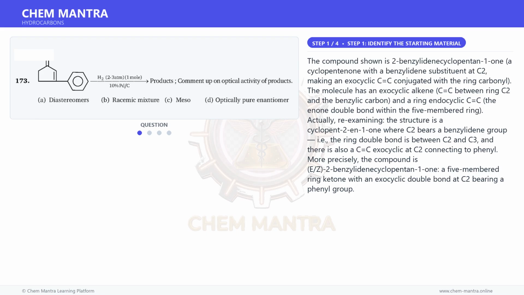Actually, re-examining, the structure is a cyclopent-2-en-1-one where C2 bears a benzylidene group, i.e., the ring double bond is between C2 and C3, and there is also a C=C exocyclic at C2 connecting to phenyl. More precisely, the compound is E-2-benzylidene-cyclopentan-1-one, a 5-membered ring ketone with an exocyclic double bond at C2 bearing a phenyl group.